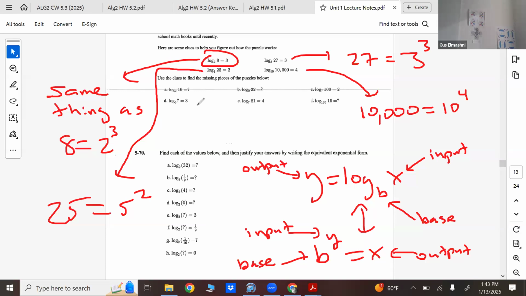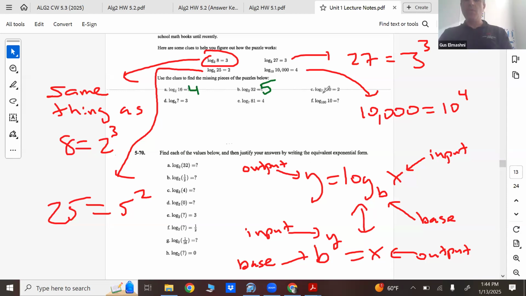So what you ask yourself is the following. What do you raise 2 to get to 16? How many times do you have to multiply 2 to get to 16? 2, 4, 8, 16. I'm looking at part A here. Good. How many times do you multiply 2 to get to 32? 2, 4, 8, 16, 32. Yeah, 5 times.